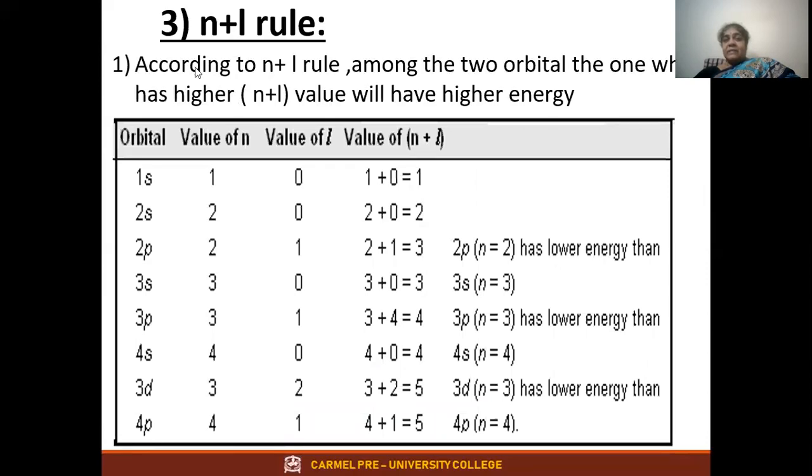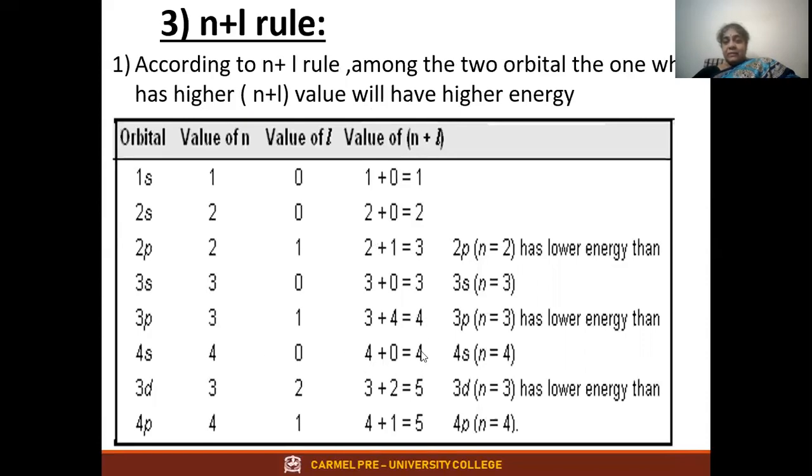Now what does this n plus l rule say? According to the n plus l rule, among two orbitals, the one which has the higher n plus l value will have the higher energy. Suppose you have two orbitals. If you can see here, 3p is 4, 4s is also 4. Then comes your 3d, which is 5. Now for 3p, it is 3 plus 1, that is 4. Similarly for 4s, 4 plus 0 is 4.